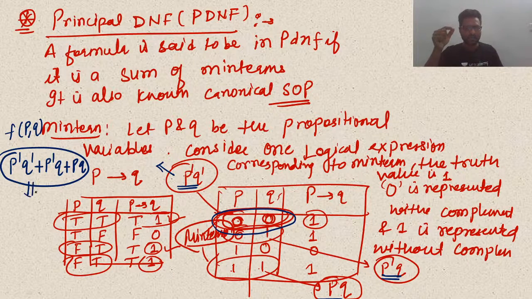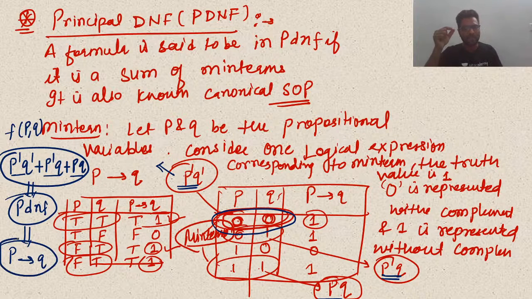So can we say that this one is in PDNF or not? Yes, this one is in PDNF, because this is the sum of elementary products, and you can verify this expression is equivalent to the given function p implies q. Yes or no? You can simplify it. p dash q dash plus p dash q plus pq.